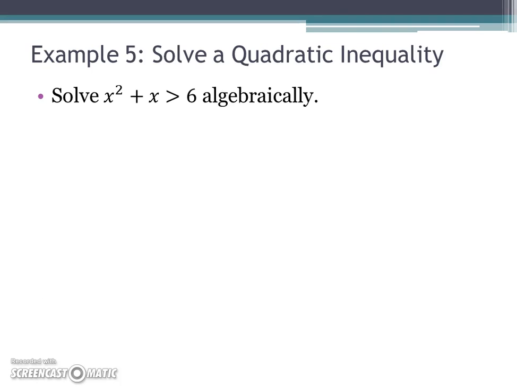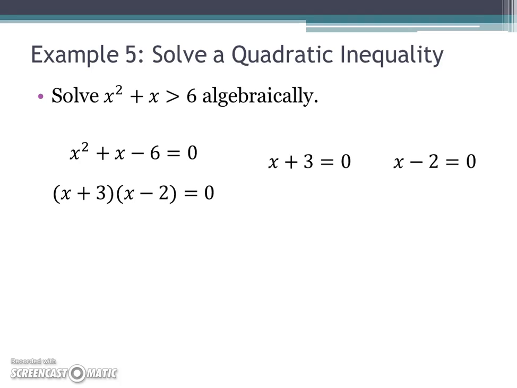Our last example, solve a quadratic inequality. So we have x squared plus x is greater than 6. We're going to first solve the equal to 6 one. So subtract 6 from both sides. Then we can factor. We get (x plus 3)(x minus 2). Zero product rule, x plus 3 equals 0, x minus 2 equals 0. So x equals negative 3 and 2.